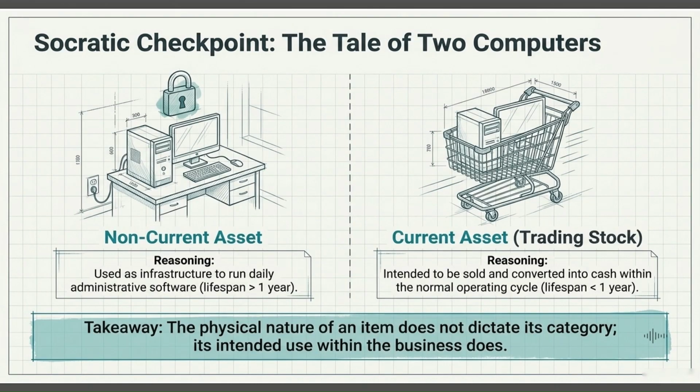Here is the checkpoint. If you have not yet answered it, pause the recording before I give you the answer. The scenario is this: you run a computer store, you buy two identical computers. One goes onto the manager's desk to run the store's daily administrative software, the other goes onto a display shelf to be sold to a customer. How do you classify each one? The answer is on the screen, and it surprises people the first time. The computer on the manager's desk is a non-current asset.